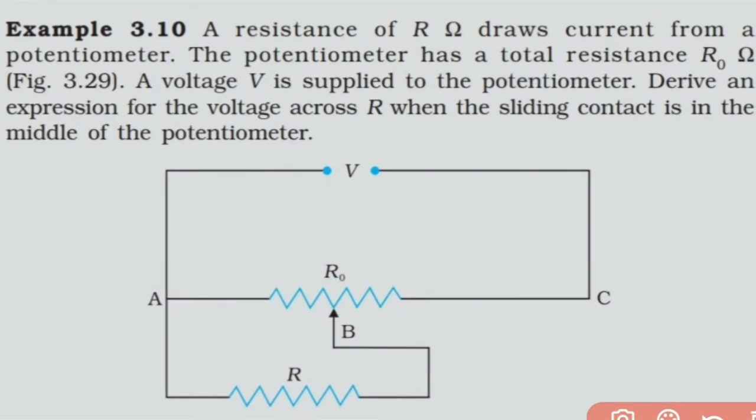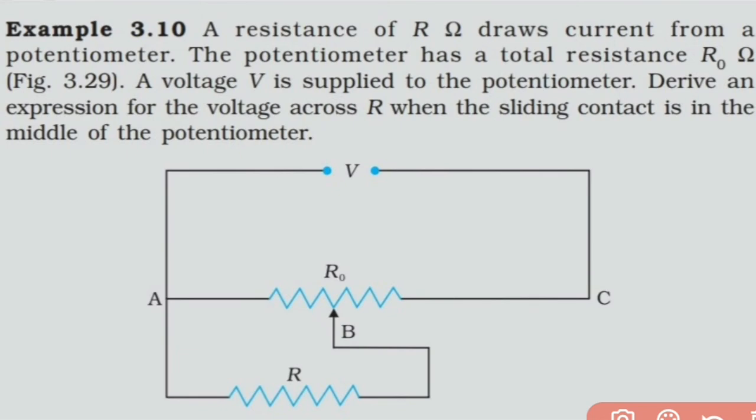In this question, we are asked to find the potential difference between the 2 points A and B. It's asked to find the voltage across R, that is the same as the voltage across A and B. So when we look, actually between the points A and B, two resistors are connected in parallel. Which resistors are connected in parallel? R and half of R0. How can you say that it is half of R0? It's given that sliding contact is in the middle of the potentiometer wire.